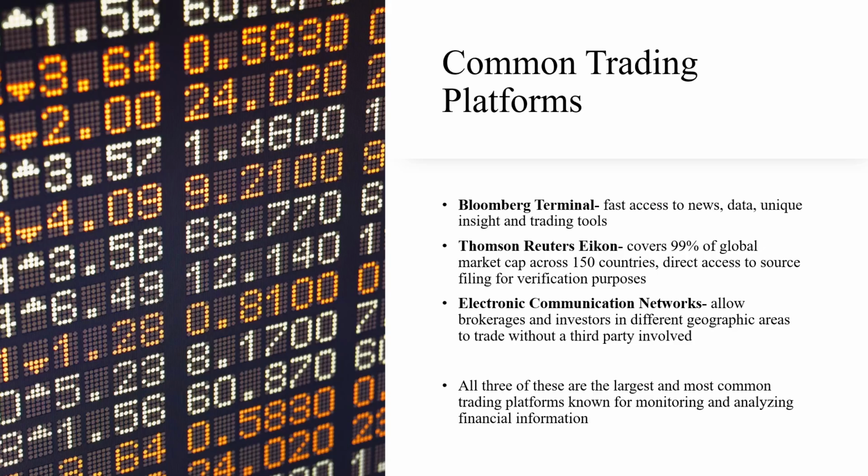Next would be electronic communication networks, also known as ECNs. These allow brokerages and investors in different geographic areas to trade without a third party involved. This platform is best for privacy and trading outside of office hours. So if you don't want that third party, it's better for privacy, and you can also trade outside of office hours with ECNs. All three of these are the largest and most common trading platforms known for monitoring and analyzing financial information currently.